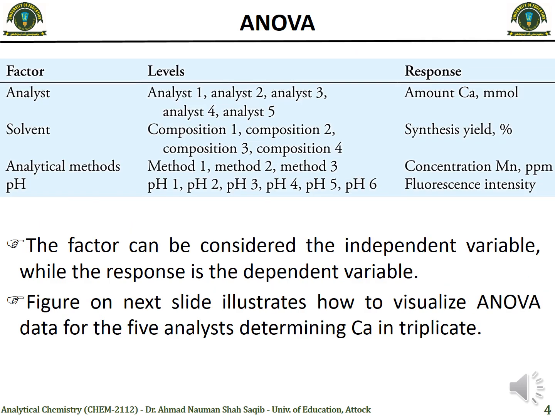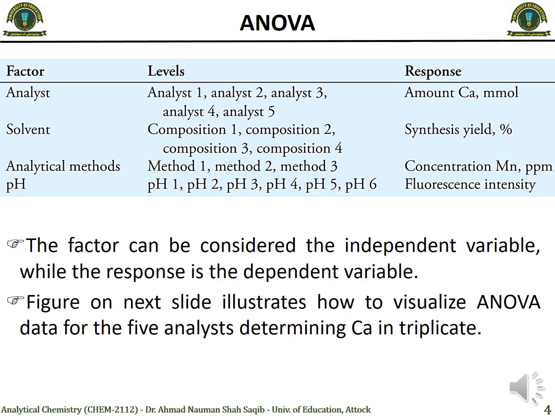This table summarizes these 3 important parameters of ANOVA. As you can see, there are factors like analyst, solvent, analytical method, and pH. These are the factors. Analyst 1, 2, 3, 4, 5, or pH 1, 2, 3, 4, 5, 6 are the different levels of that factor. And the response is what we are measuring. In the first example we are measuring calcium, in the second we are determining the synthesis yield, in the third we are measuring concentration, and in the fourth we are measuring the fluorescence intensity. These are the responses.